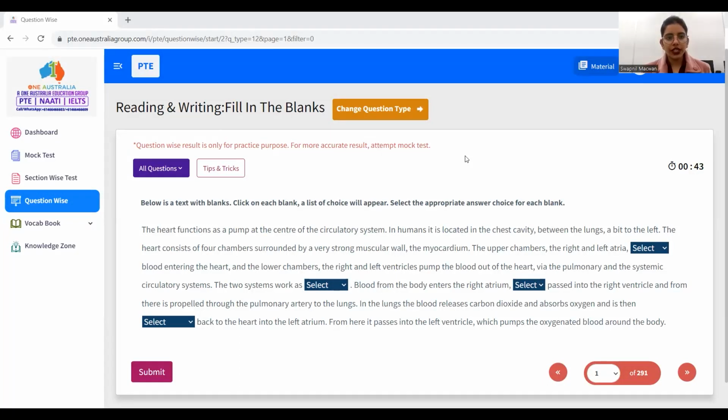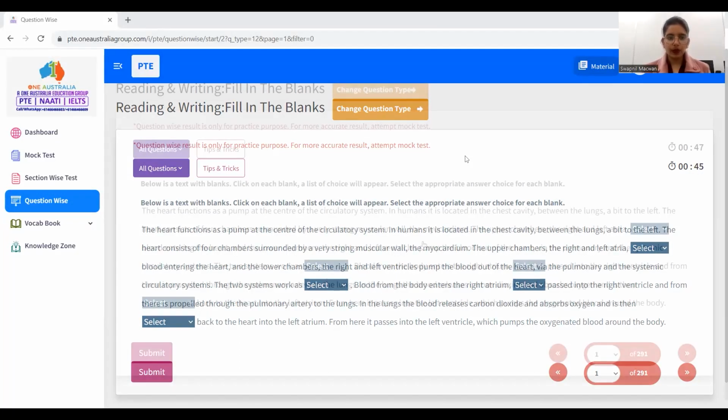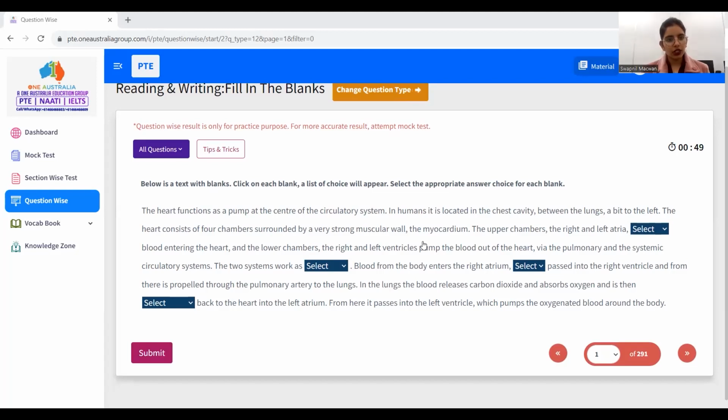So today we are doing reading and writing fill in the blanks. You will get 4 to 5 questions in your PTE exam and you have to give only 2 or 2.5 minutes per question. Don't rush through the passage. Try to understand the context of that passage. Let's begin with this question.